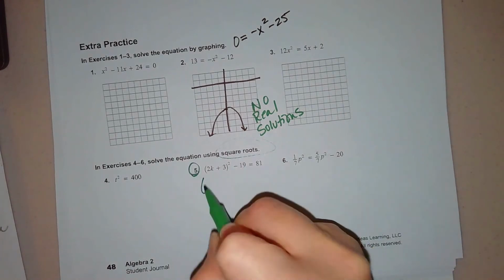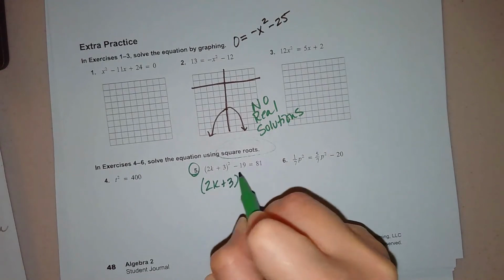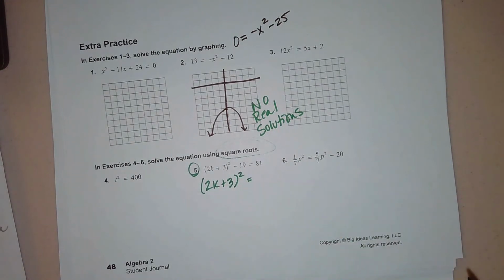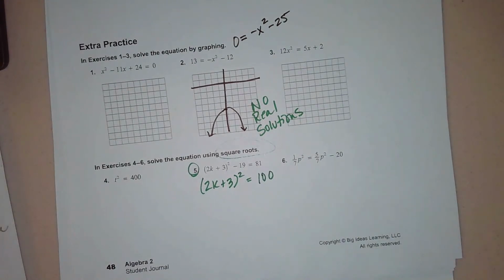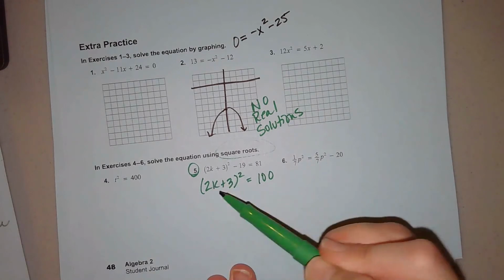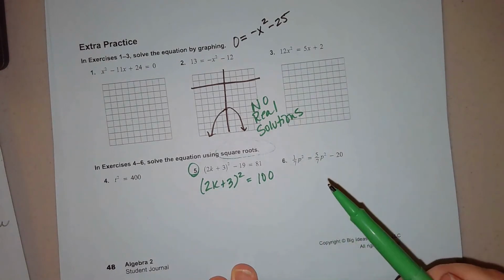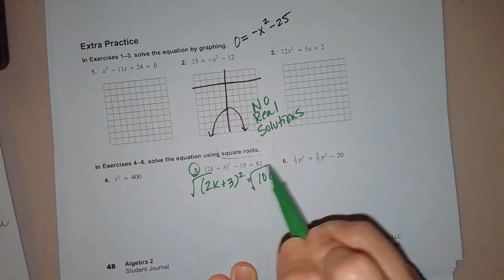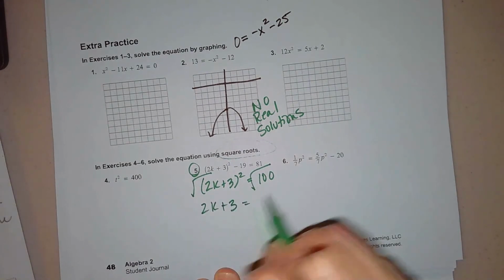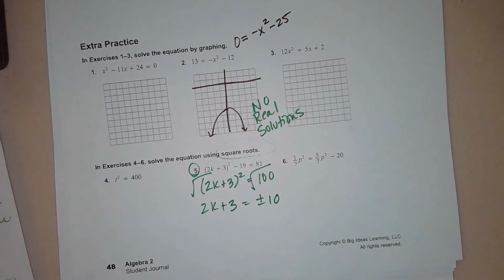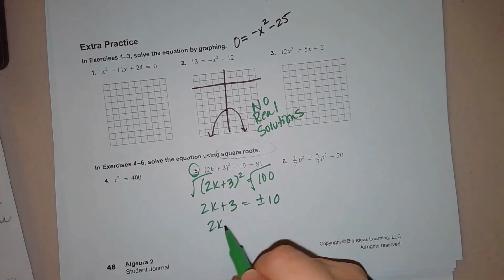I'm going to show you one that's in kind of vertex form, even though this isn't in complete vertex form, but it's close enough. So I'm going to add 19 to both sides. What you want to do is if you have a quantity squared like this, you want to isolate it. In other words, get rid of any other numbers around it. At this stage, you can get rid of that squared by square rooting. Don't forget your plus and minus. Square root of 100 is 10. And now you're just going to solve this equation.